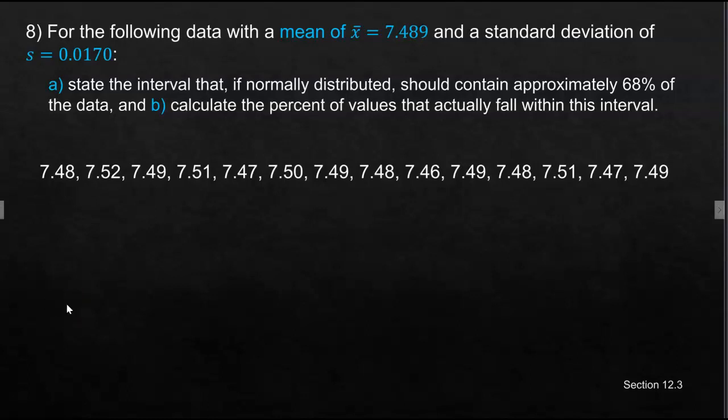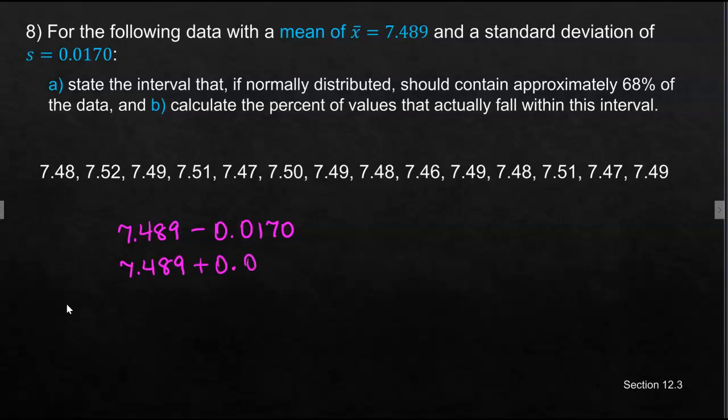What we're going to do is take our mean of 7.489 and we're going to add, or let's subtract first. We're going to subtract 0.0170 and that's going to give us 7.472. And then, you know what, I need to scoot this down. Hold on, so I can work with these numbers in just a minute. Okay, let me lower that. Okay, take the mean, subtract, and then take the mean and add that same thing.